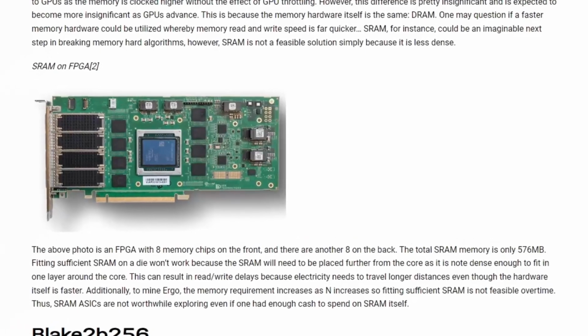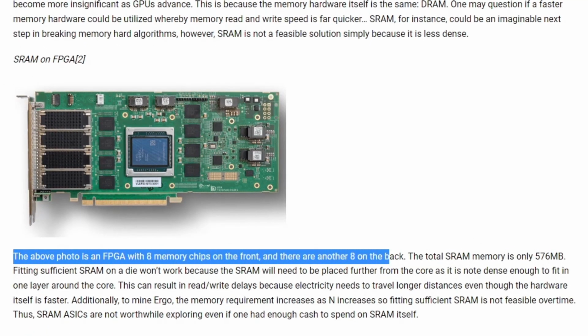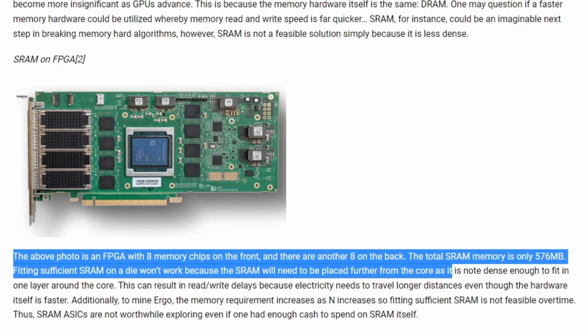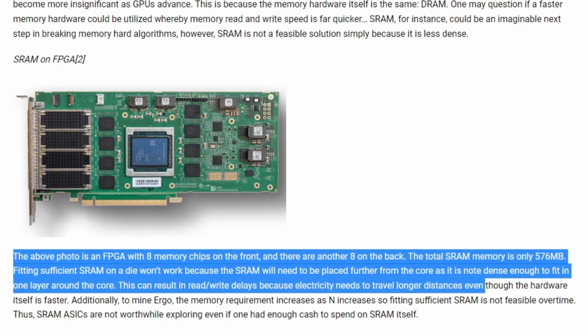It just goes here, the above photo is an FPGA with 8 memory chips on the front and there are another 4 on the back. The total SRAM memory is only 576 megabytes. Sufficient SRAM won't fit because the SRAM will need to be placed further from the cores, as its node density isn't enough to be a layer 1 around the core. This can result in read-write delays because electricity needs to travel longer distances even though the hardware itself is faster.